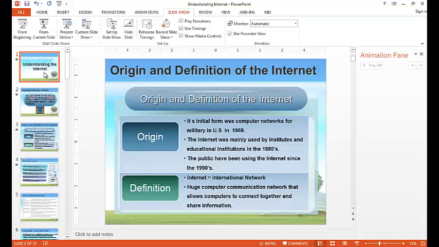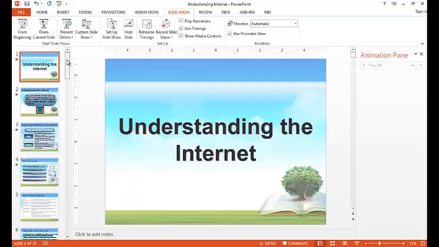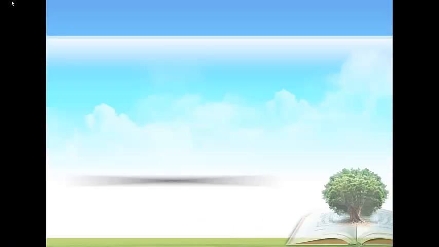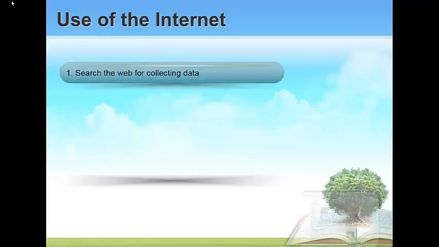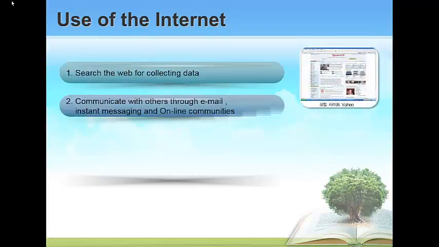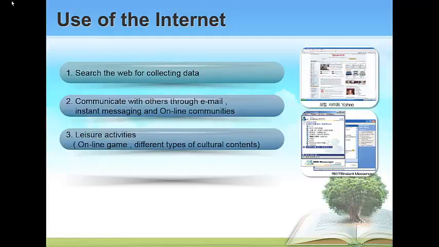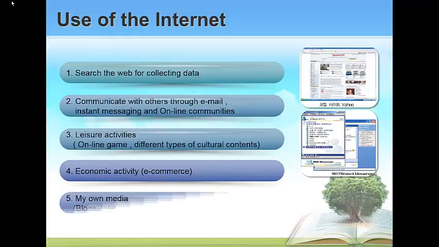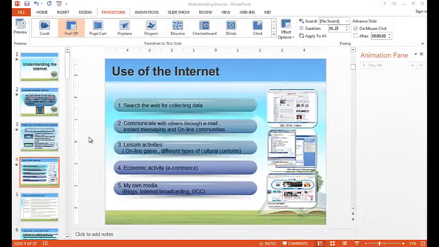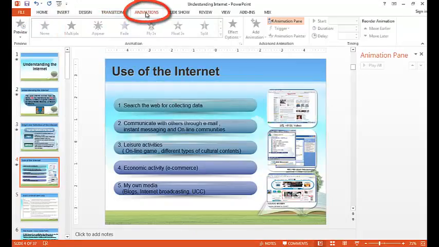Aside from transitions, we can also add animation. By using animation, you can animate text and objects such as clip arts, shapes, and pictures. Animation or movement on the slide can be used to draw the audience's attention to specific content or to make the slide easier to read. You can create all kinds of effects by using the options in the Animation tab.